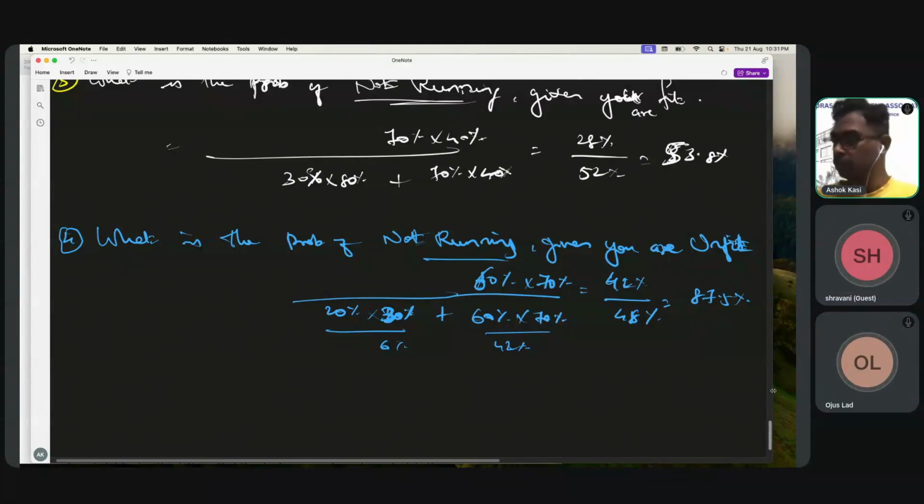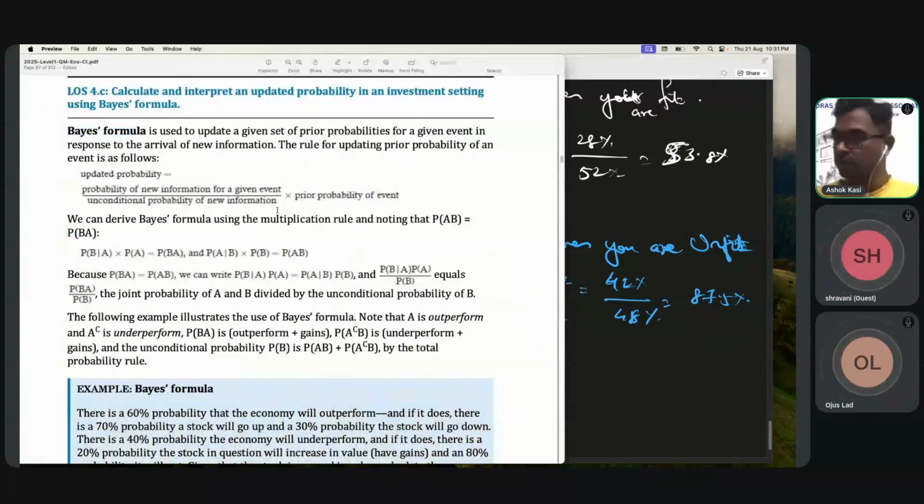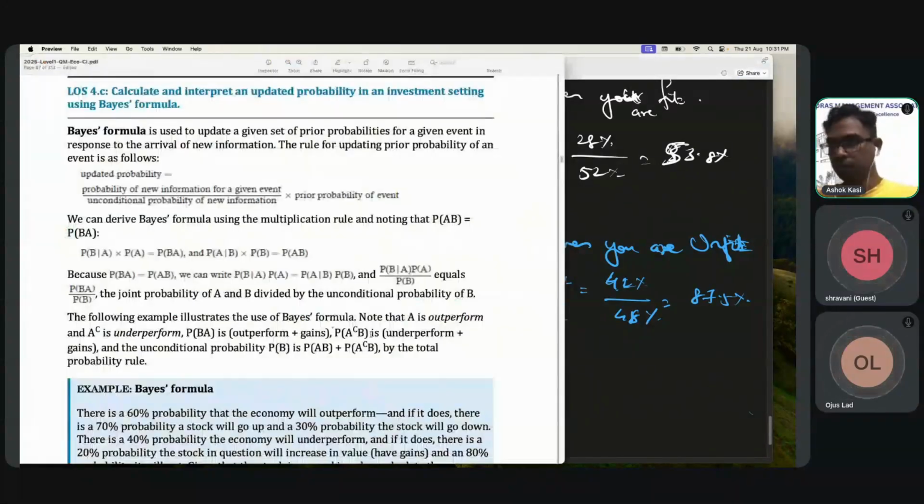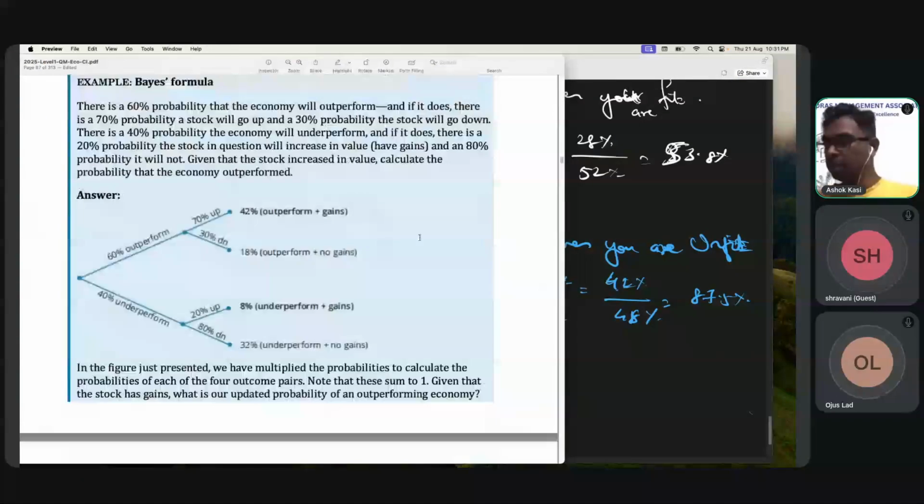Fine, you understood this one now? Yes, sir. Base formula. If you read, it will be a little complicated, but if at all a sum comes, it will come like this only. You can try this one. Take this as the homework. If you are not able to, then I will do it.